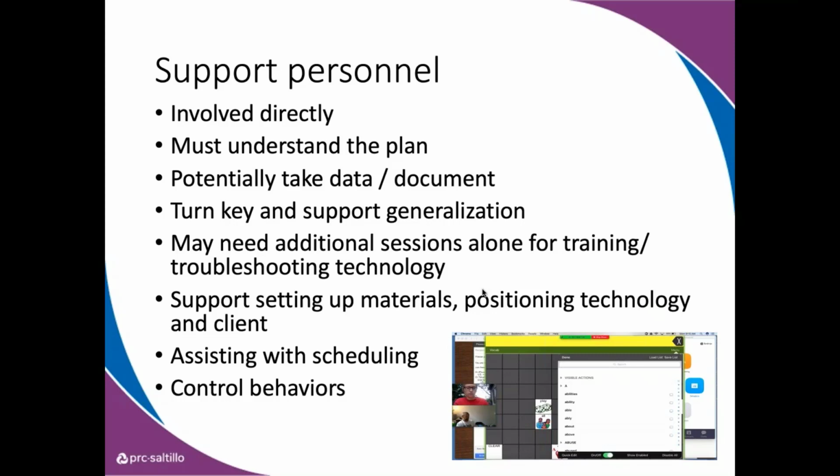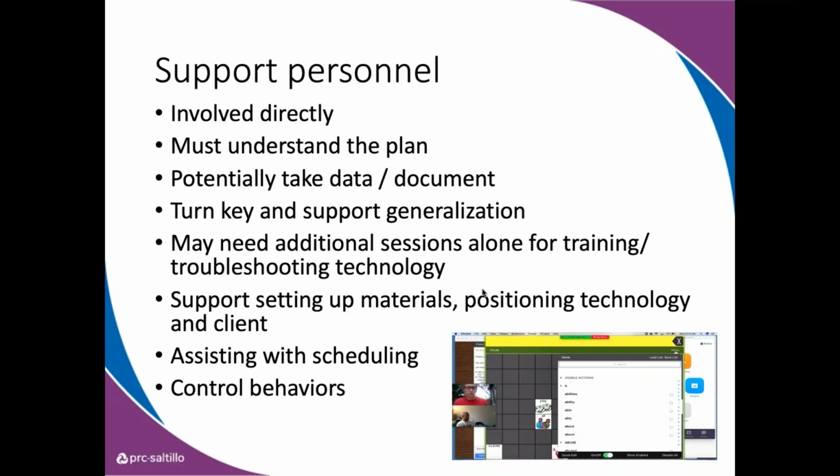Many times we find the support personnel consider themselves like a babysitter, even when they truly are so grateful for the support and the help that you're providing them. They still kind of feel like that person who needs to make sure that the computer doesn't turn off or that their child doesn't run away or something. But they need to understand their role is so much more important, because ultimately they need to turnkey whatever it is that you're teaching or whatever it is that you're looking for. They need to turnkey that and support generalization outside of the session.